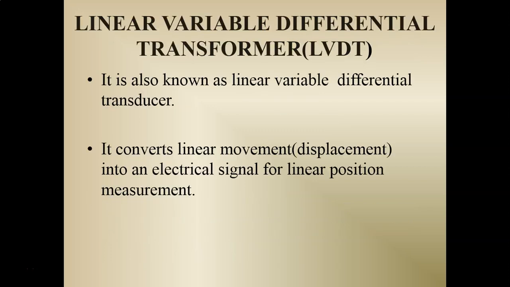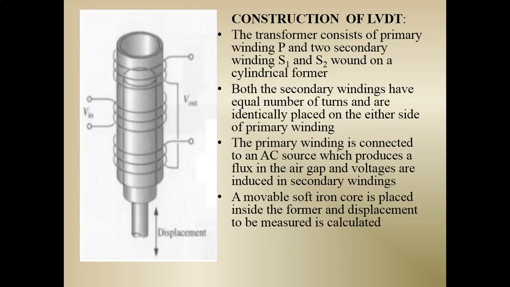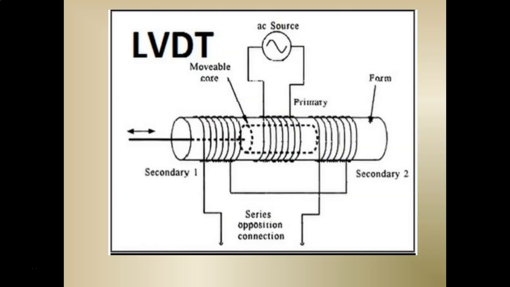LVDT, linear variable differential transformer, is also known as linear variable differential transducer. It converts linear movement into electrical signal for linear position measurement. Construction: the transformer consists of primary winding P and two secondary windings S1 and S2 wound on the cylindrical former.